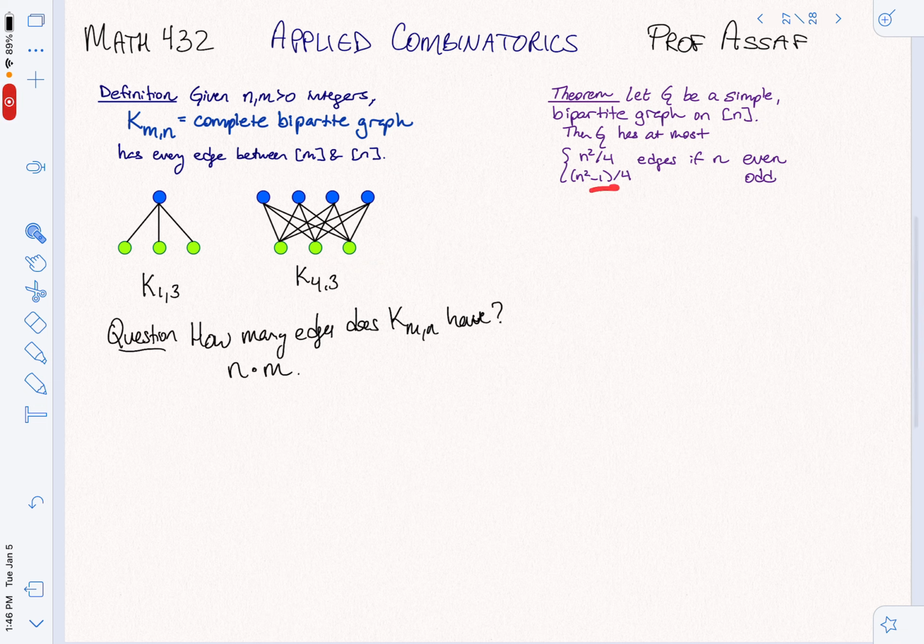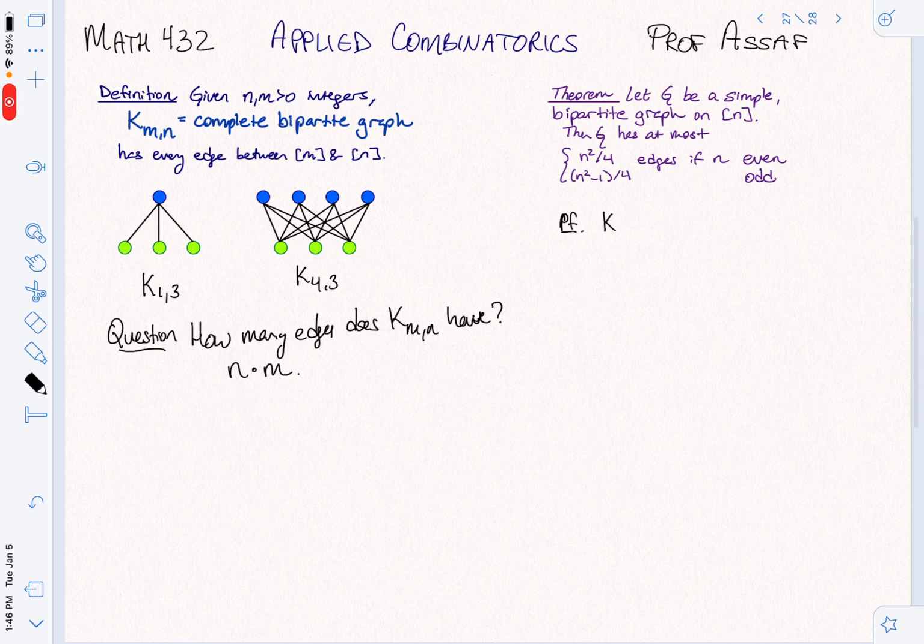And we can say a little more in the odd case, but it's basically this statement, it has at most n squared over 4 edges. So why would that be the case? How do we know to bound this? Well, it turns out it's a simple exercise in calculus. So we know that the most edges, so let's do the proof.